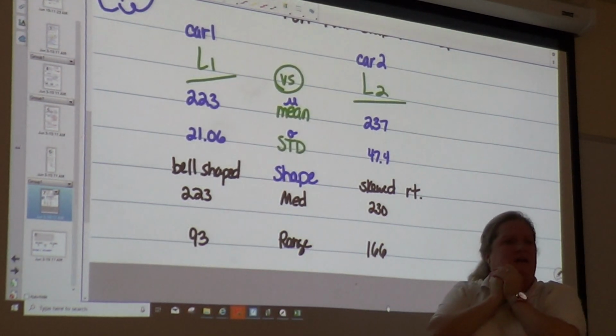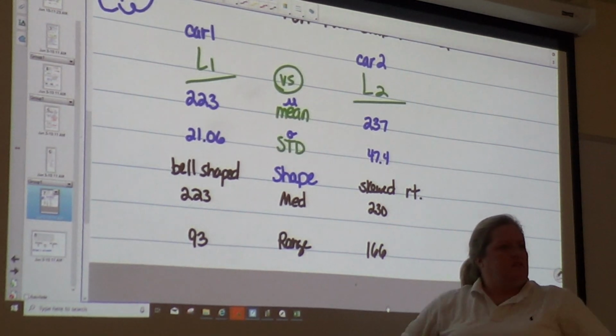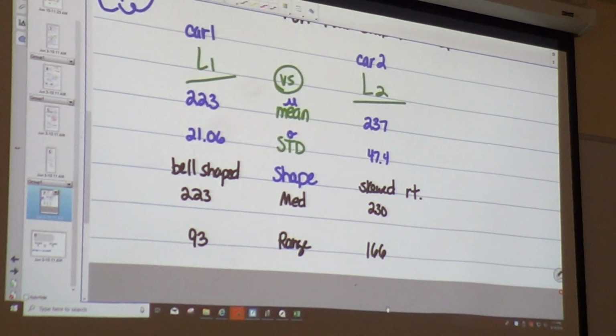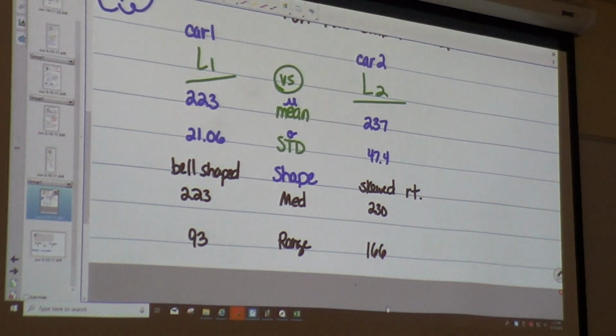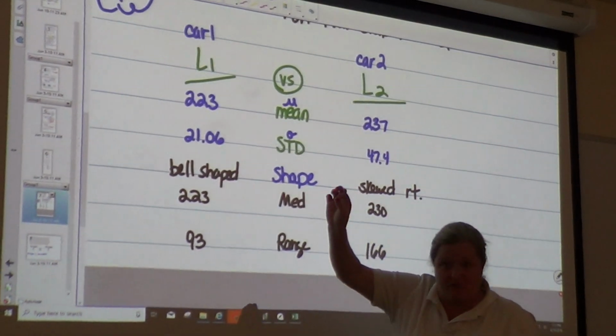Which car should we buy? Car 1 or car 2, and why? If you were buying it just on gas mileage, which car should you buy? 2. Just on gas mileage, 2. But I'd go with one. Wow. I would go with two if it was just based off of gas mileage, but considering all the data, one. Considering all the data, I'd go with one. If it's just gas mileage, it would be 2, because this gets more gas mileage on the average.